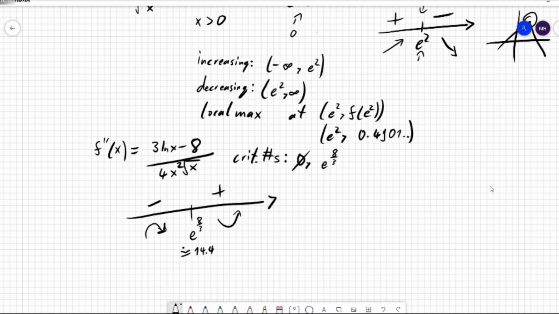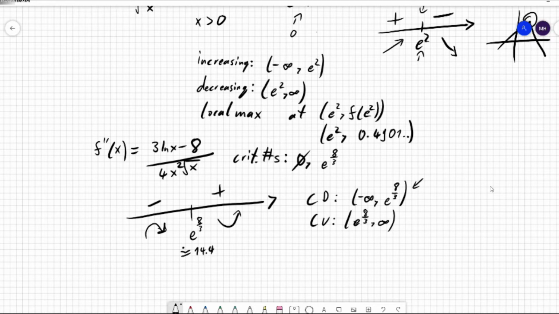So then we know the function is concave down on 0 to e to the power of 8 over 3, and concave up on e to the power of 8 over 3 to infinity. Make sure you have round brackets, because we're not including the actual point. It just gets a bit complicated with that.